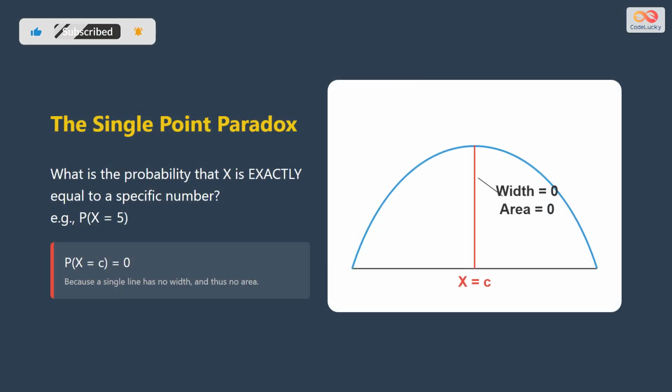Here is a concept that often confuses beginners. What is the probability that x is exactly equal to a specific number, say c? The answer is 0. Mathematically, a single line at c has no width, and without width, it has no area. Since probability is area, the probability of hitting one specific point with infinite precision is 0. We only talk about ranges, not exact points.